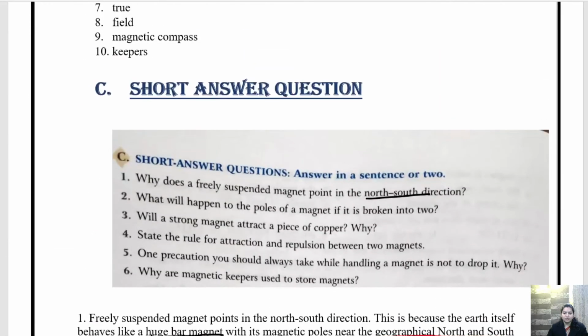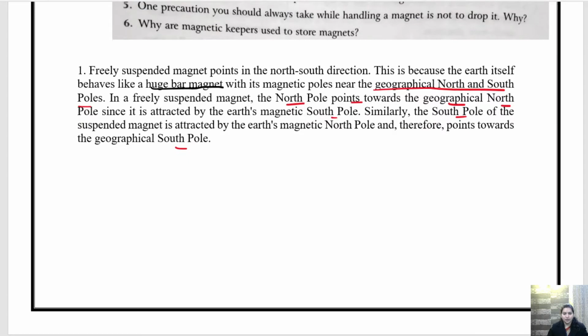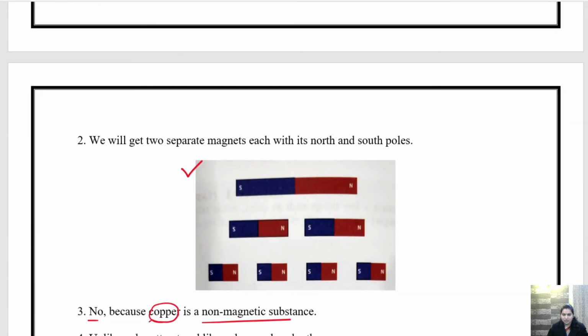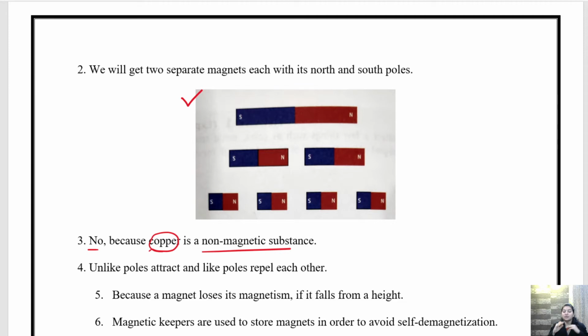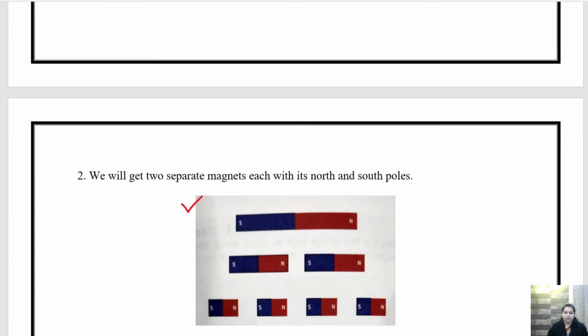Now, question number 4. State the rule for attraction and repulsion between two magnets. So what is the rule, children? Unlike poles attract each other and like poles repel each other. Isn't it? Unlike poles attract, that is, north and south pole will attract, whereas north and north, or south and south pole will repel each other. This is the rule of attraction and repulsion.